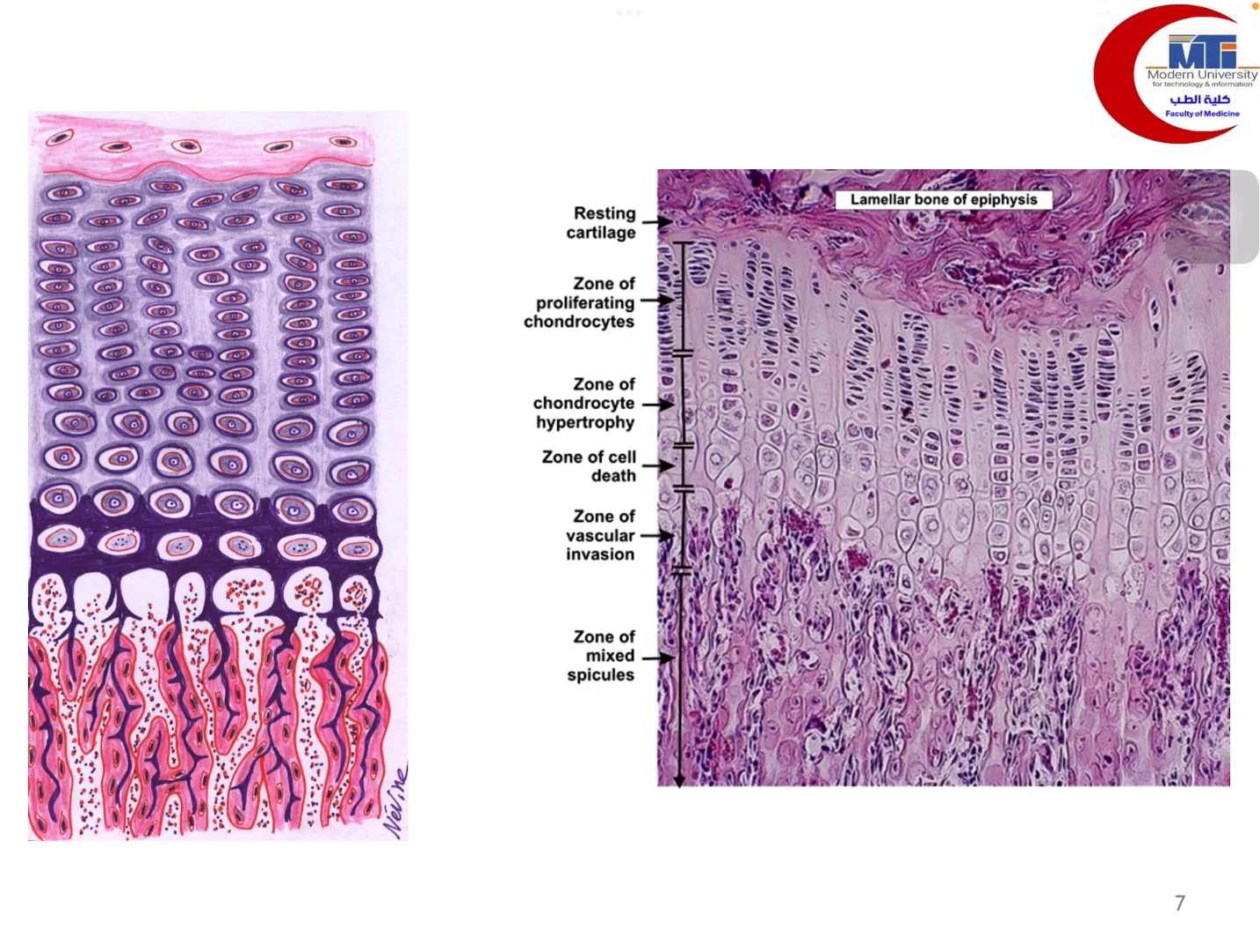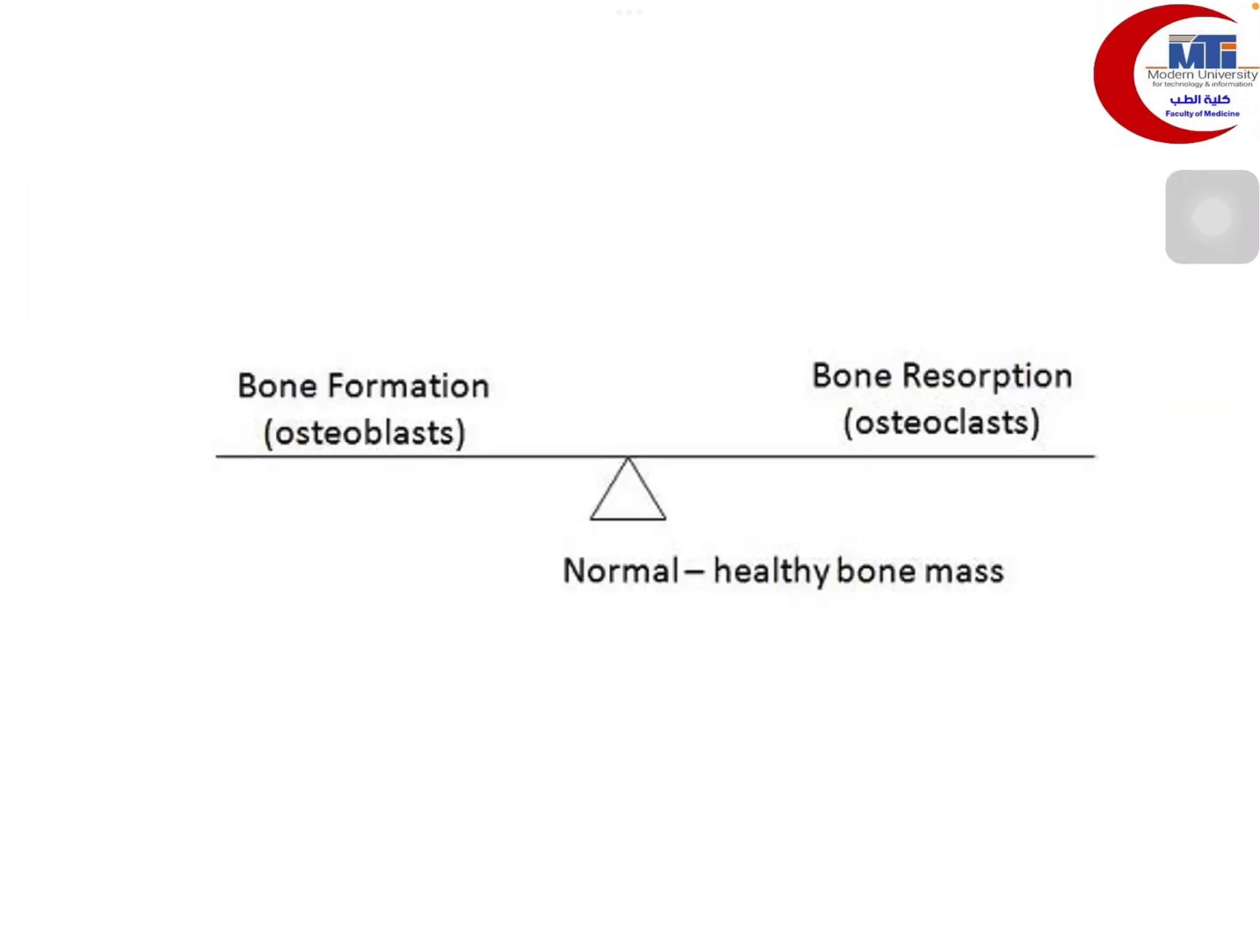So now, to recap, these are the zones: zone of resting cartilage, zone of proliferation, zone of hypertrophy, zone of calcification, then zone of ossification. Okay, and now the normal or healthy bone mass is caused by, as we mentioned before, the normal process of remodeling, which is caused by a balance between bone resorption and bone formation.